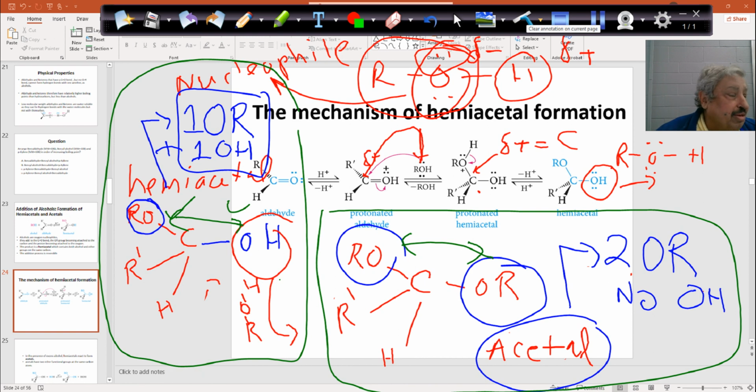You will be ready. The hemiacetal will have 1 OR, 1 OH. The full acetal will be 2 OR, no OH. Are you following? Good, excellent. That's what I want you to learn.